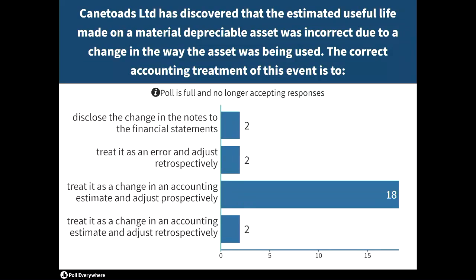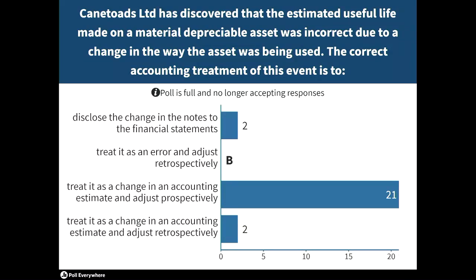The company discovered the estimated useful life made on material depreciable assets was incorrect due to a change in the way the assets were being used. The correct accounting treatment of this event is to disclose the change in the notes to the financial statements, treat it as an error and adjust retrospectively, treat it as a change in accounting estimate and adjust prospectively. C is adjust prospectively, D is adjust retrospectively.